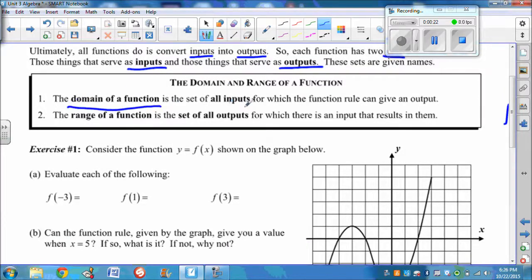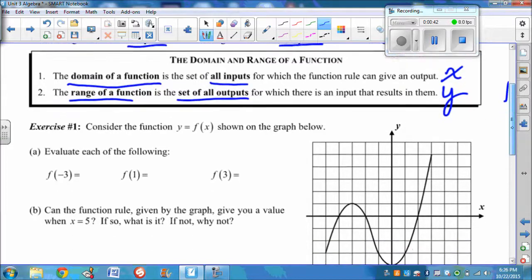The domain of a function is all of the inputs. We've known that. I think I've mentioned that in passing, or the x's. And then the range of a function are the outputs, and we've been calling them the y's. So again, we've got some synonyms here: domain, inputs, x's; range, outputs, y's.